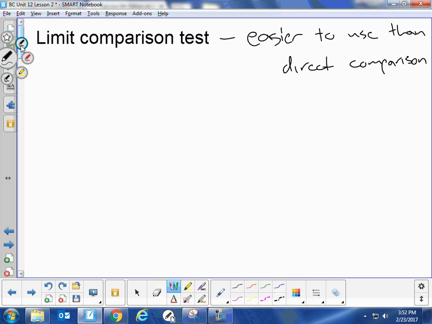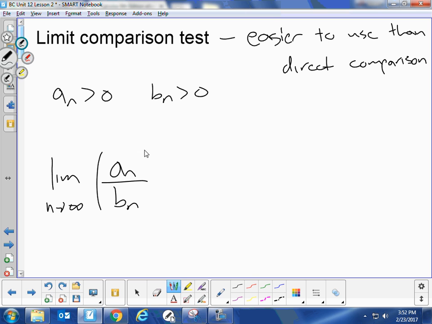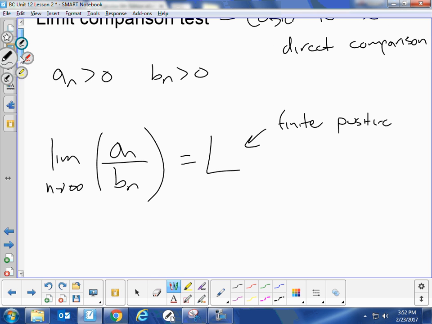Okay, the limit comparison test says that if both A of n is positive and B of n is positive, it's important that they're positive. If we look at the limit as n approaches infinity of the quotient of the two, now it doesn't matter which one's on top, A of n or B of n, if this equals some value L, L must be a finite value, it can't be infinity, and it must be positive. So it can't be 0. Then, and this is similar to kind of the integral test, A of n and B of n either both converge or both diverge.